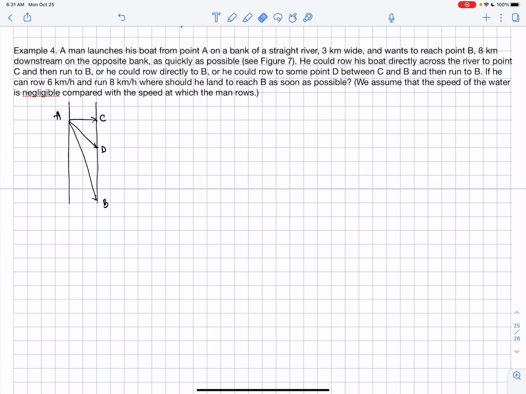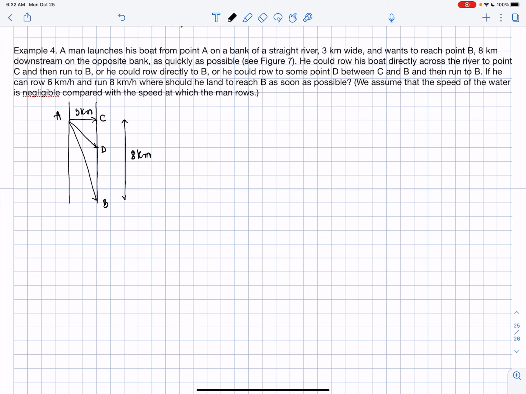Example number 4. A man launches his boat from point A on a bank of a straight river, 3 kilometers wide. So 3 kilometers is from A to C. And he wants to reach point B, which is 8 kilometers downstream on the opposite bank, as quickly as possible.